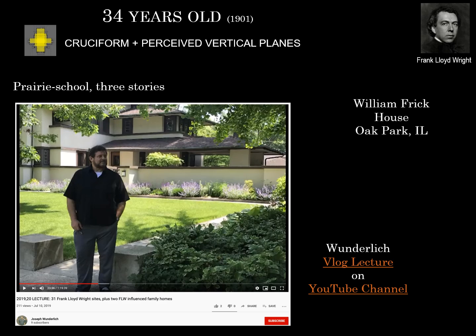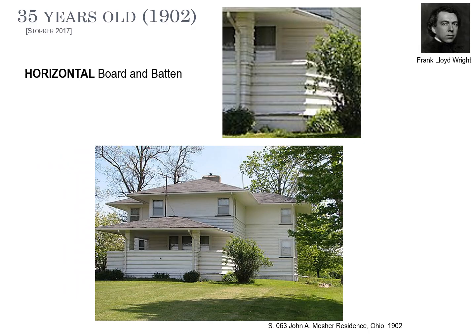So the cruciform plus perceived vertical planes, and examples of this, and the Prairie style is the ultimate example of that. So a number of houses here. William Frick House, you can see in this video log. Now, other things on the horizontal.